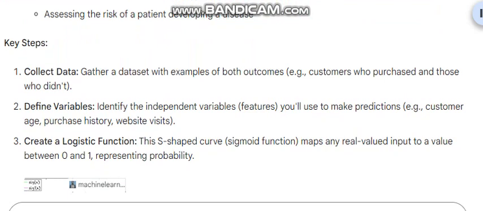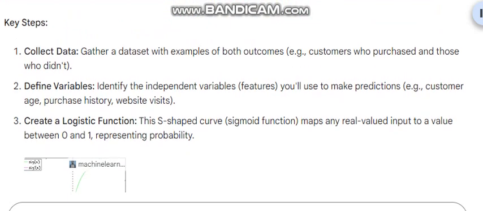Key steps. 1. Collect data. Gather a dataset with examples of both outcomes, e.g., customers who purchased and those who didn't. 2. Define variables. Identify the independent variables, features, you'll use to make predictions, e.g., customer age, purchase history, website visits.